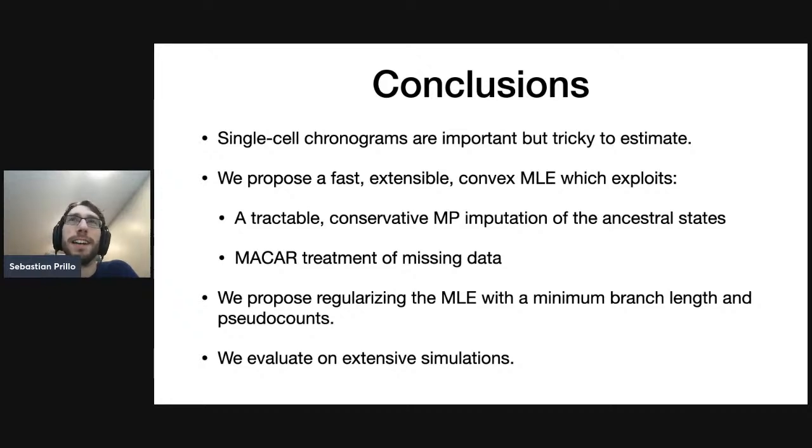But as for this work, and this is the first time I'm presenting this publicly, so that's very exciting. And there will be a manuscript online sometime soon where you can read more about the details. I think conservative maximum parsimony is a really cool idea. So yeah, hopefully if you're interested, you'll be able to check that out there.